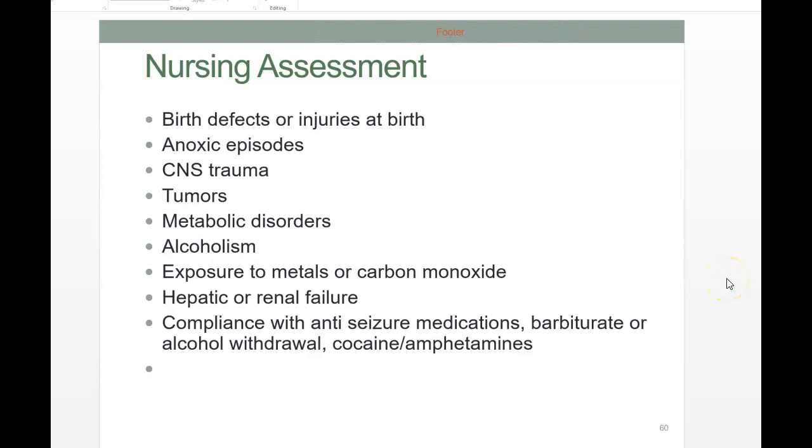Some of the nursing assessments. You want to assess if the person has presented with a seizure. Do they have any birth defects or injuries at birth, especially in pediatrics? Do they have any anoxic episodes during birth or some other time with some type of injury? Any central nervous system trauma? Are there any tumors? Do they have any metabolic disorders? Is the person an alcoholic? Exposure to metals or carbon monoxide? Do they have any hepatic or renal failure? Are they compliant with anti-seizure medications, barbiturates, or are they going through alcohol withdrawal or cocaine or amphetamine withdrawals?